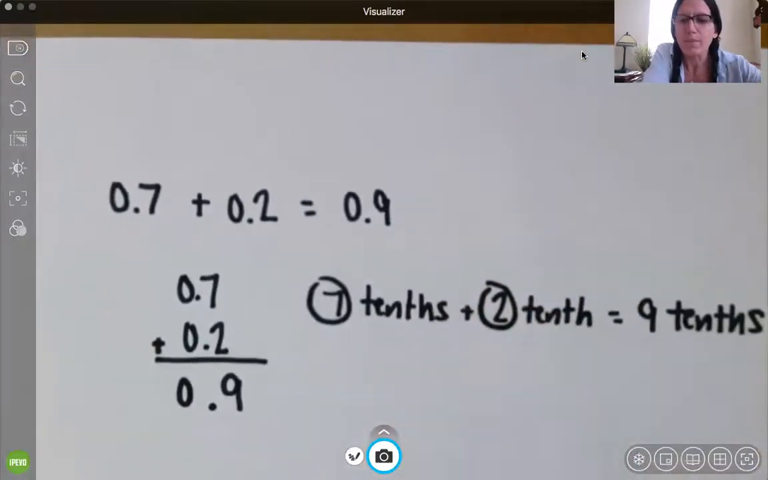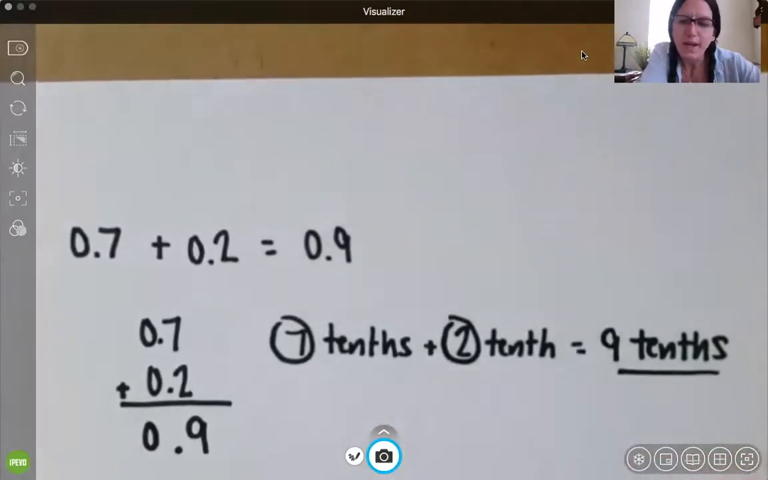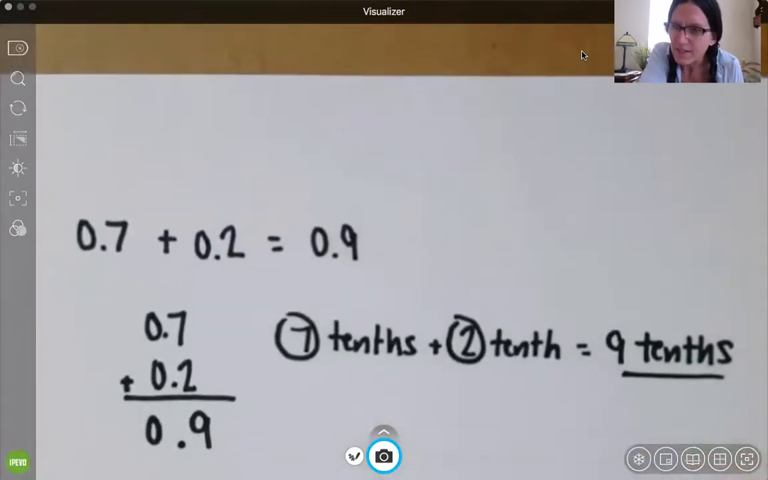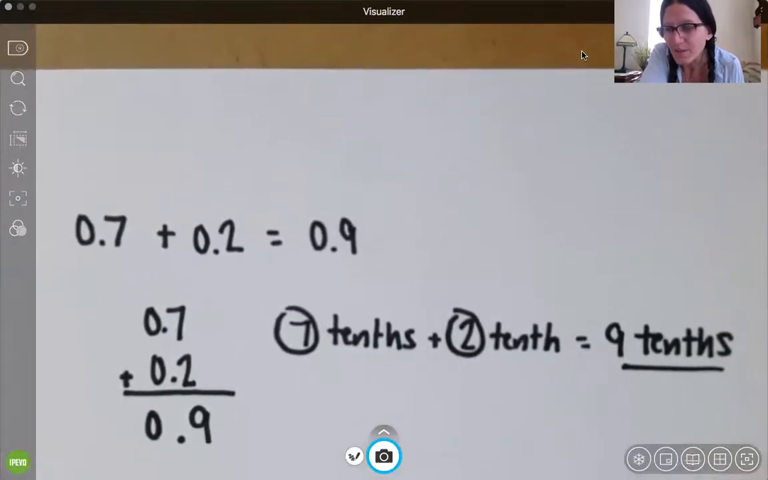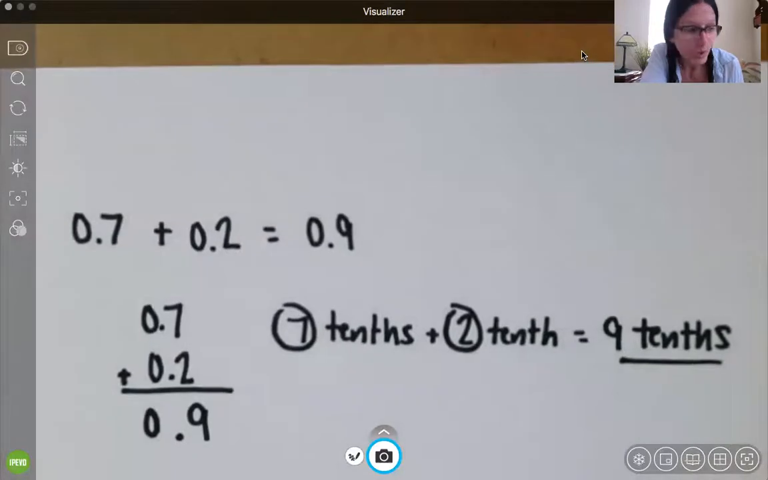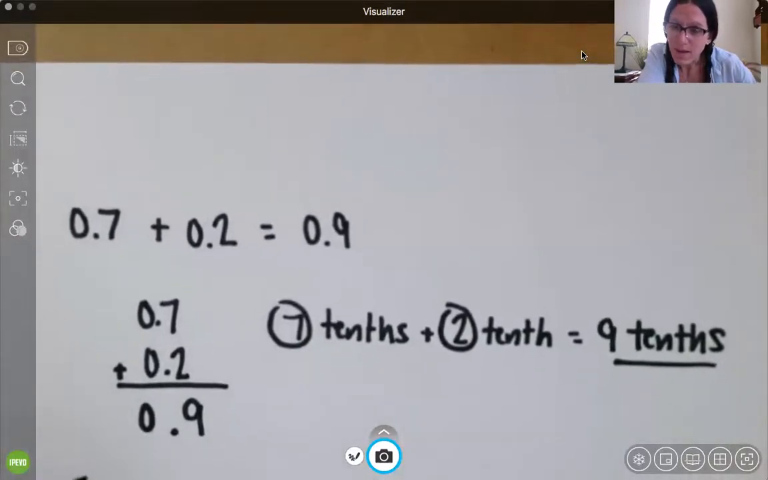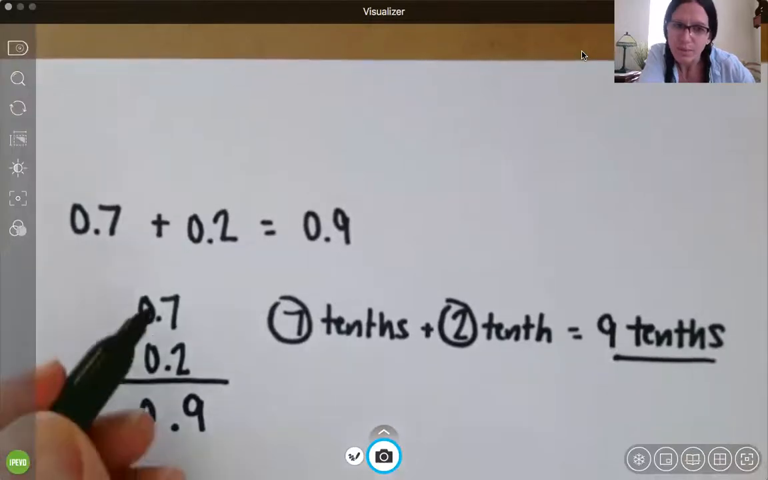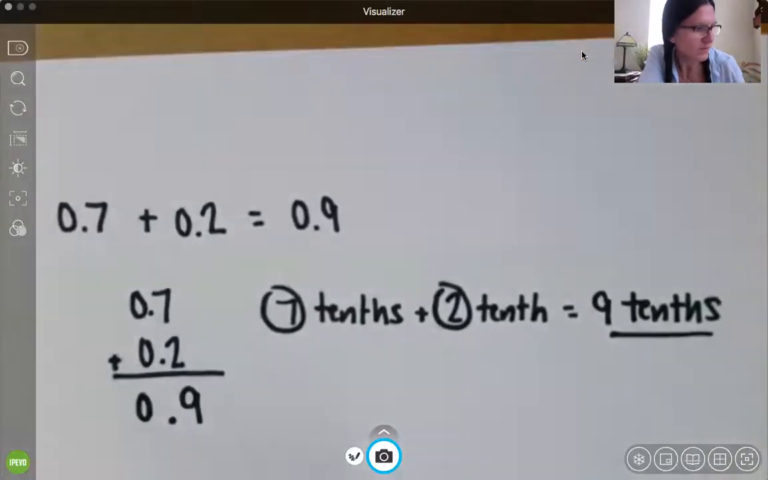Now, one thing to remember is, if I add a tenth to this and I had 10/10, you need to know that 10/10 really is 1 whole. So let's keep that in mind when we're adding decimals that perhaps don't add up to less than 10/10. Here we have just 9/10, okay?